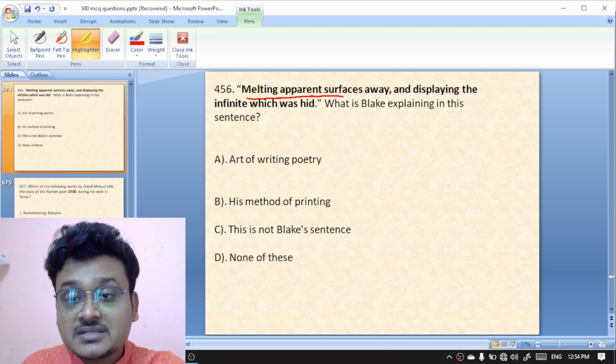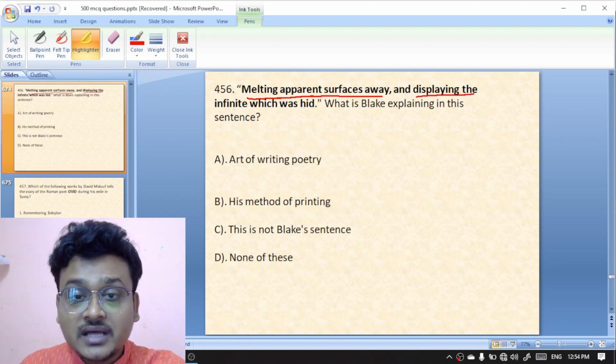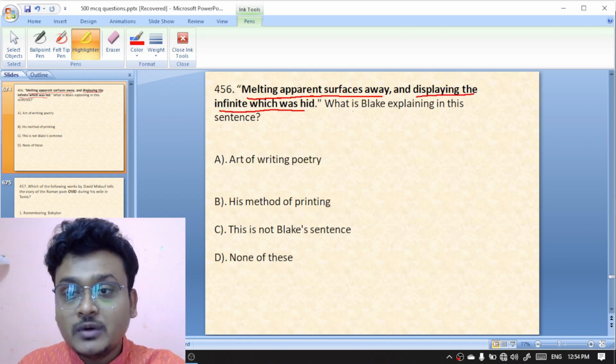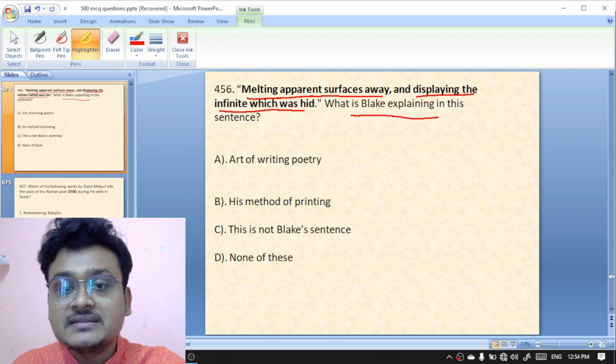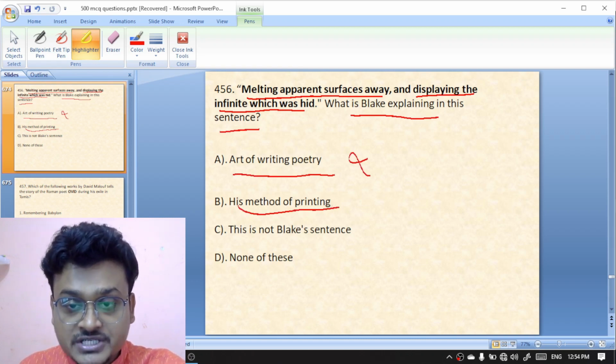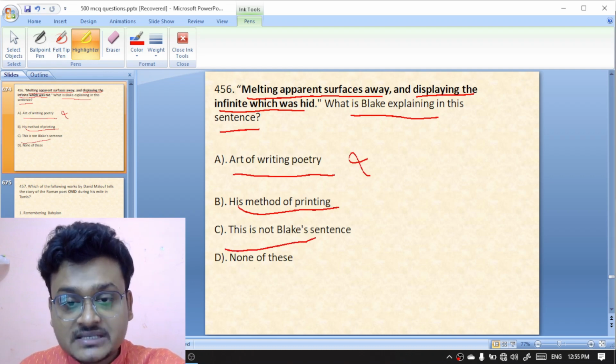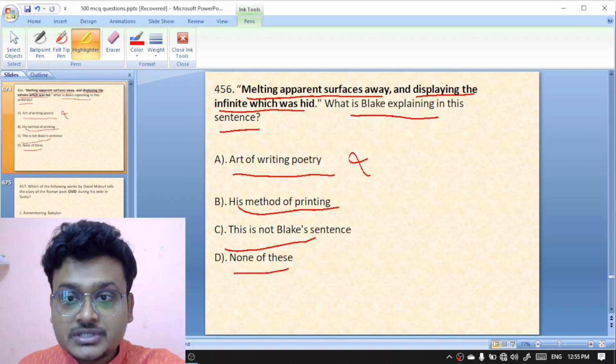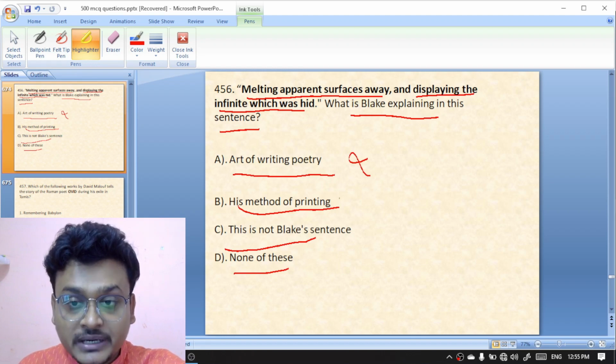Melting apparent surfaces away and displaying the infinite which was hid. What was Blake explaining in this sentence? Art of writing poetry? No. His method of printing? This is not Blake's sentence. None of these. So here he is explaining his method of printing.